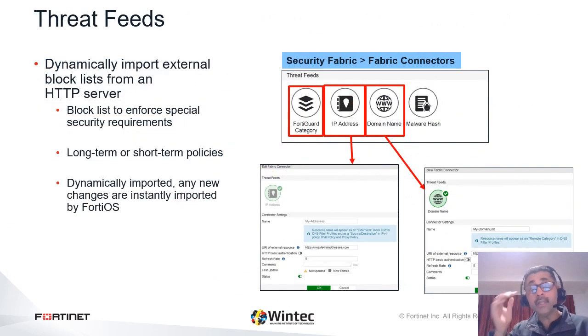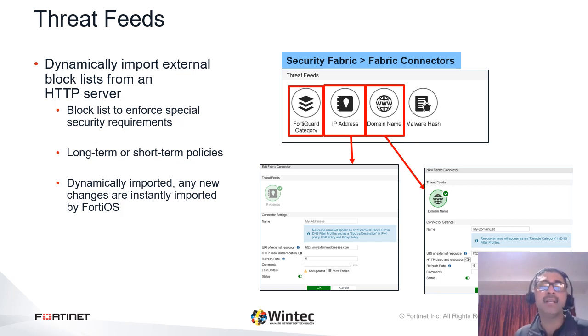Now, an important threat feature has been introduced, and you have touched upon this in your security fabric lab. This feature introduces the ability to dynamically import an external block list from an HTTP server. So if there has been a list that has already been defined, you can import that list and place it here. Now, you can use the block list to enforce special security requirements specified by an organization. These requirements can include long-term policies to always block access to specific websites, or short-term requirements to block access to known compromised locations. Now, these block lists are text files. They are in plain text format, where each line contains a single URL to be blocked.